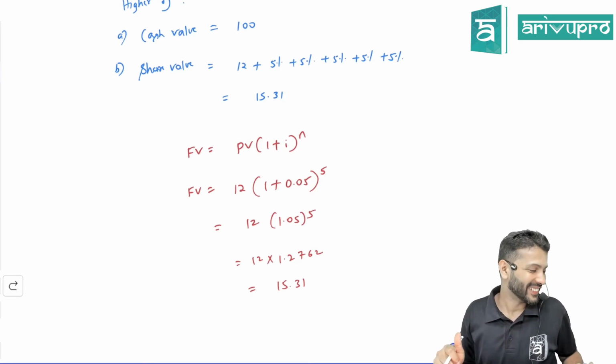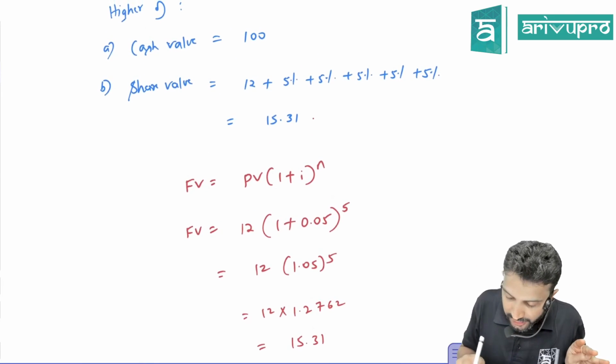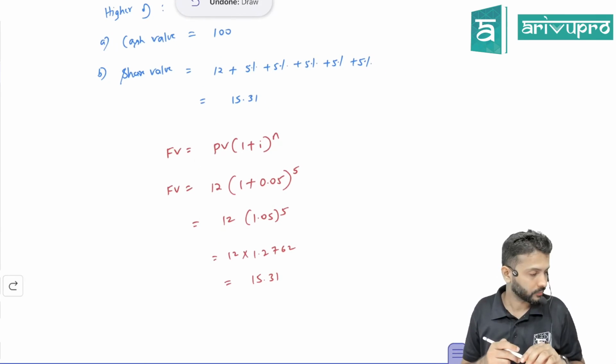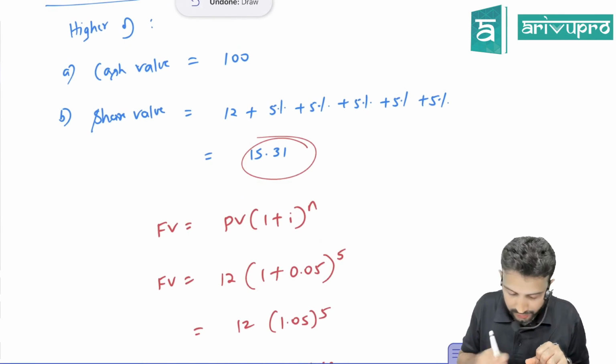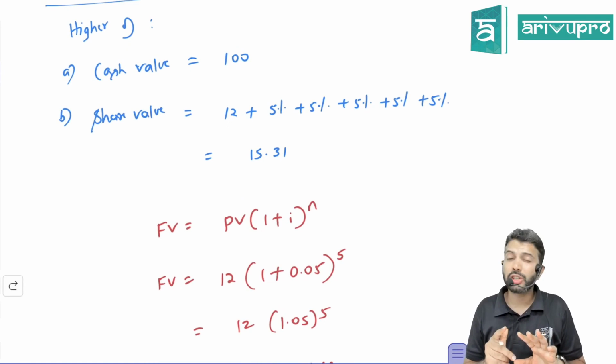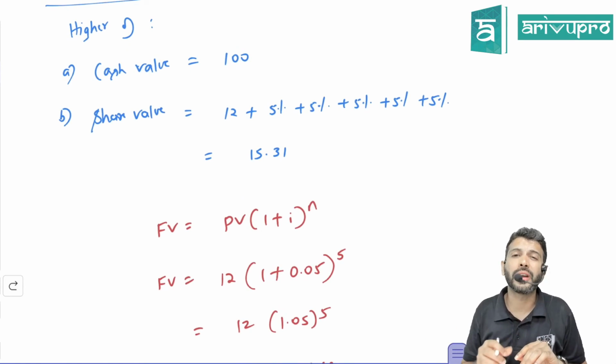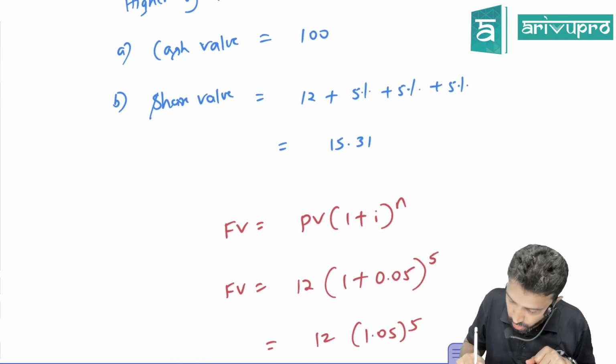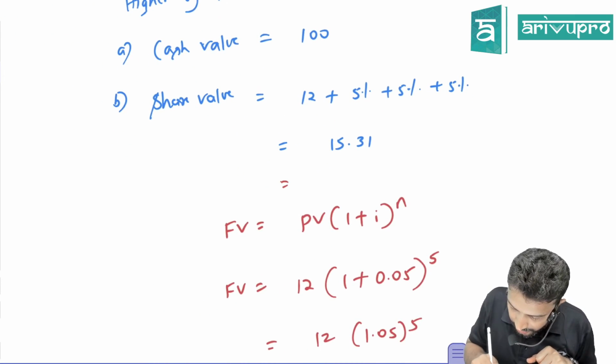Sir, this 15.31, everyone okay now with this? 15.31 is the value of 1 equity share. Is the debenture holder getting only 1 equity share or 10 equity shares? 10 equity shares. That means what you have to do over here? Share value is equal to.